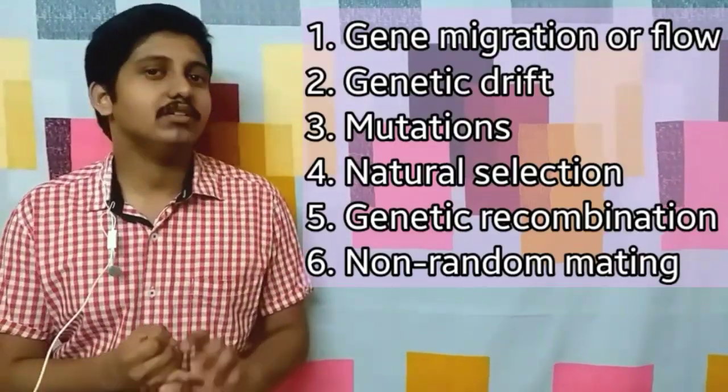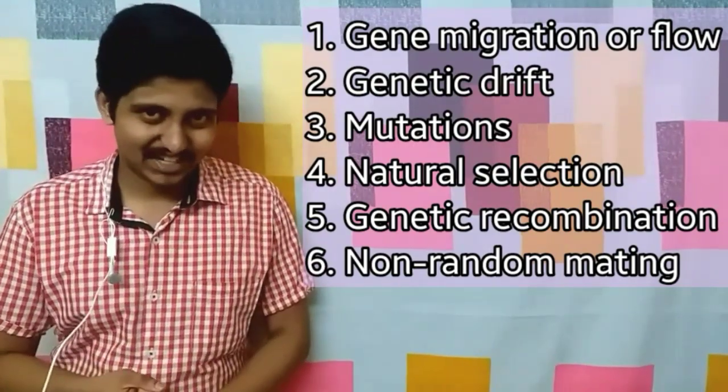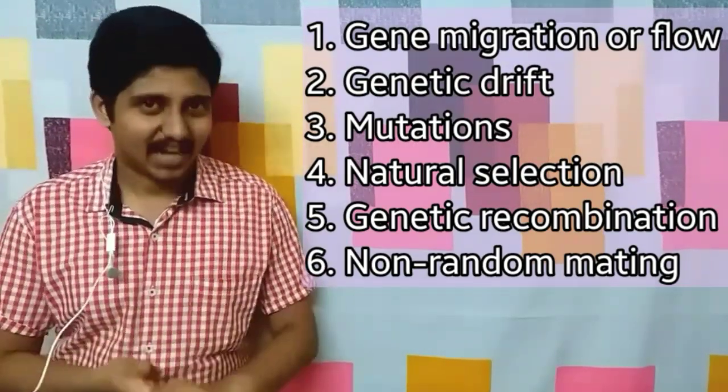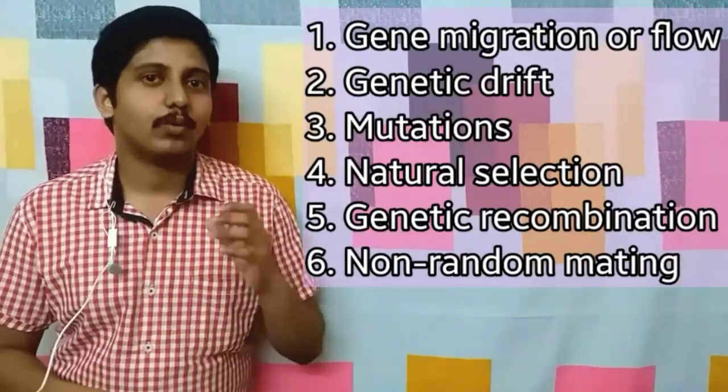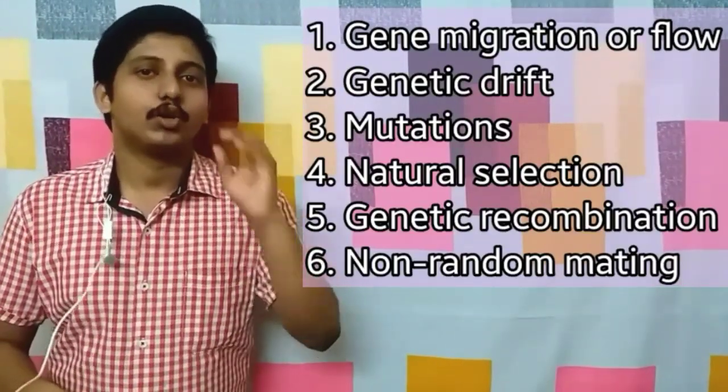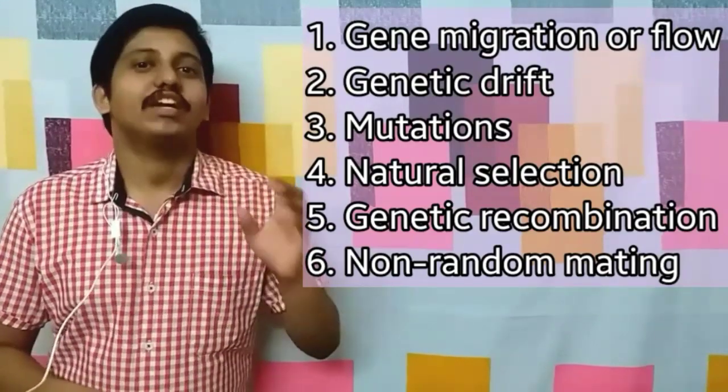Remember that Hardy-Weinberg equilibrium or genetic equilibrium is nothing but what is said about the frequency of alleles. That is, the frequency of occurrence of alleles in a particular population remains constant over generations. So, now let's see the factors. The factors are gene migration or gene flow, genetic drift, mutations, natural selection, and genetic recombinations. Also, we can add another factor, that is non-random mating of individuals.